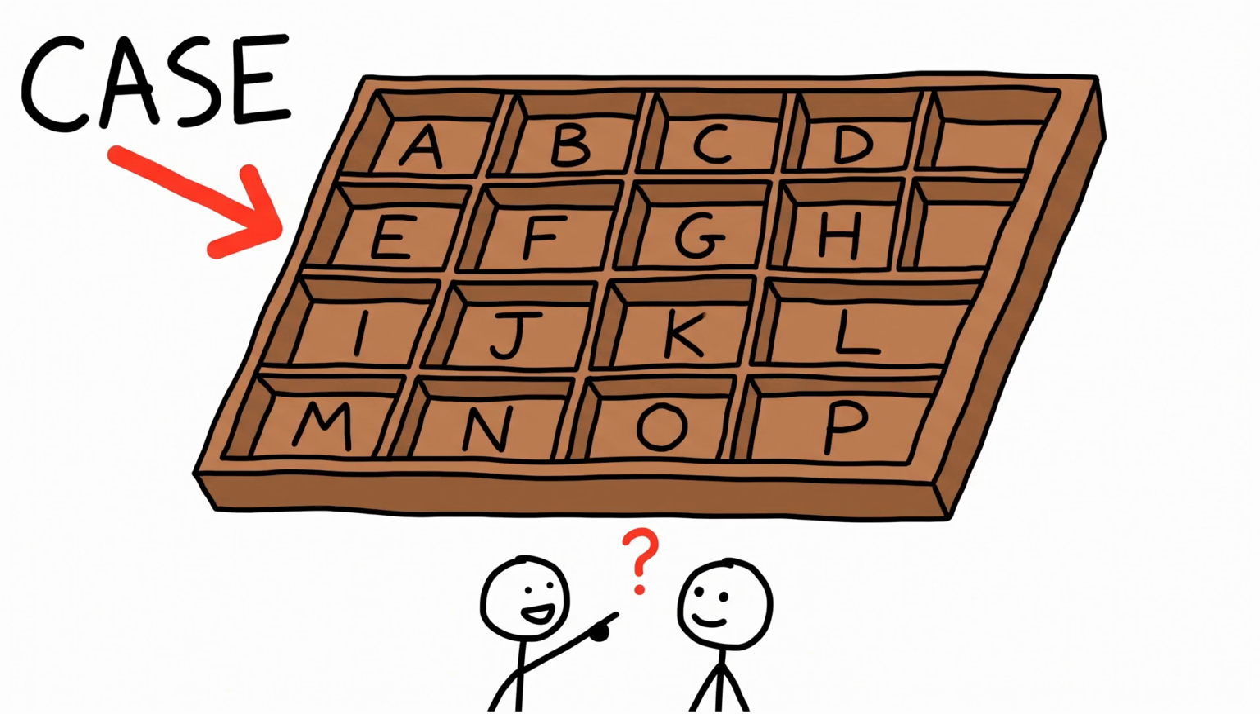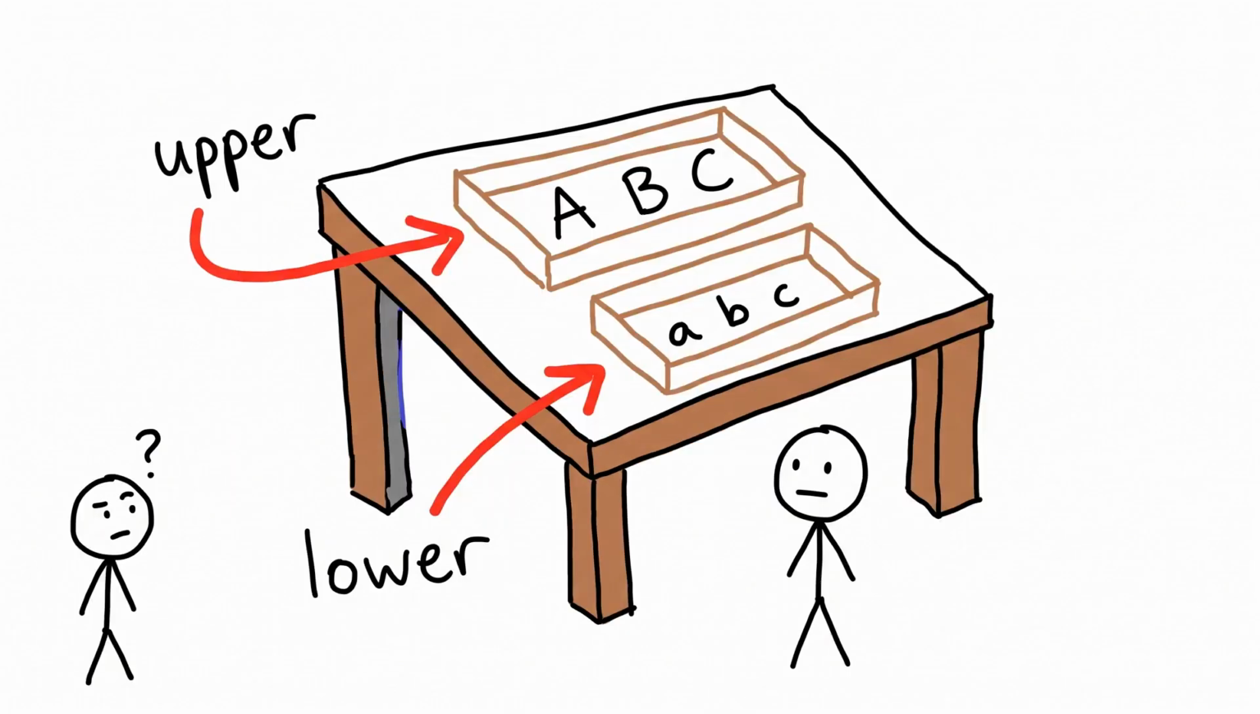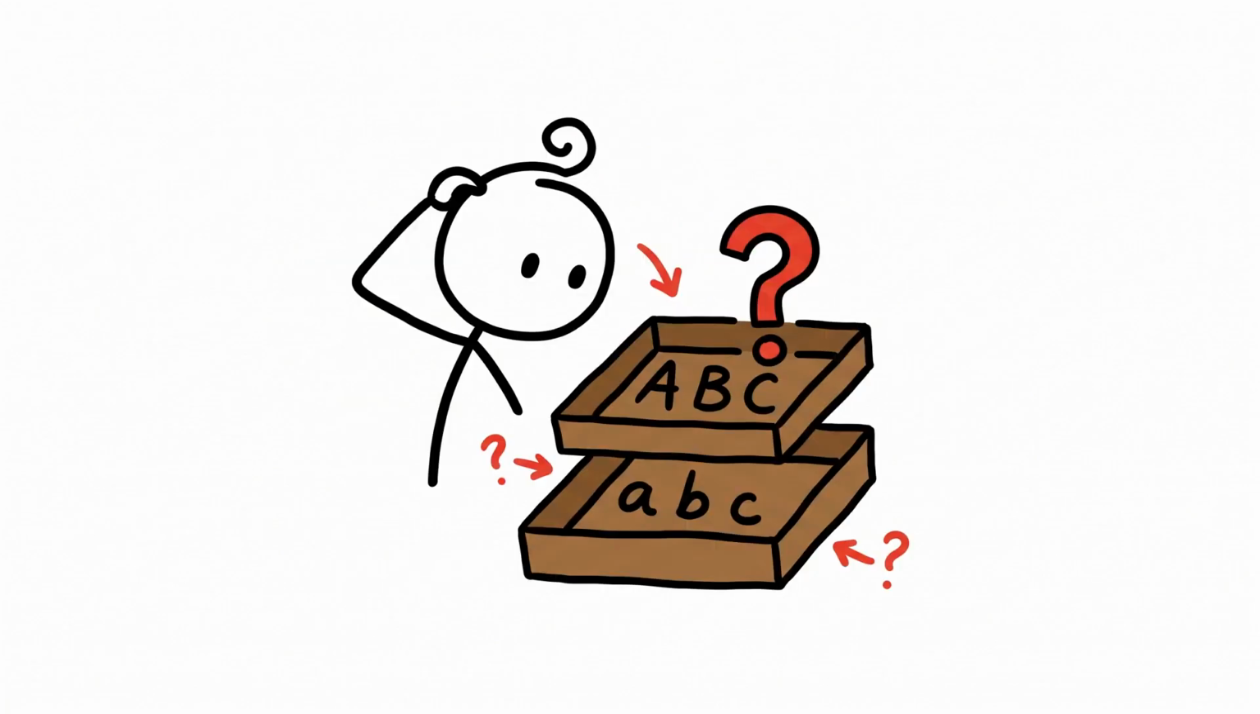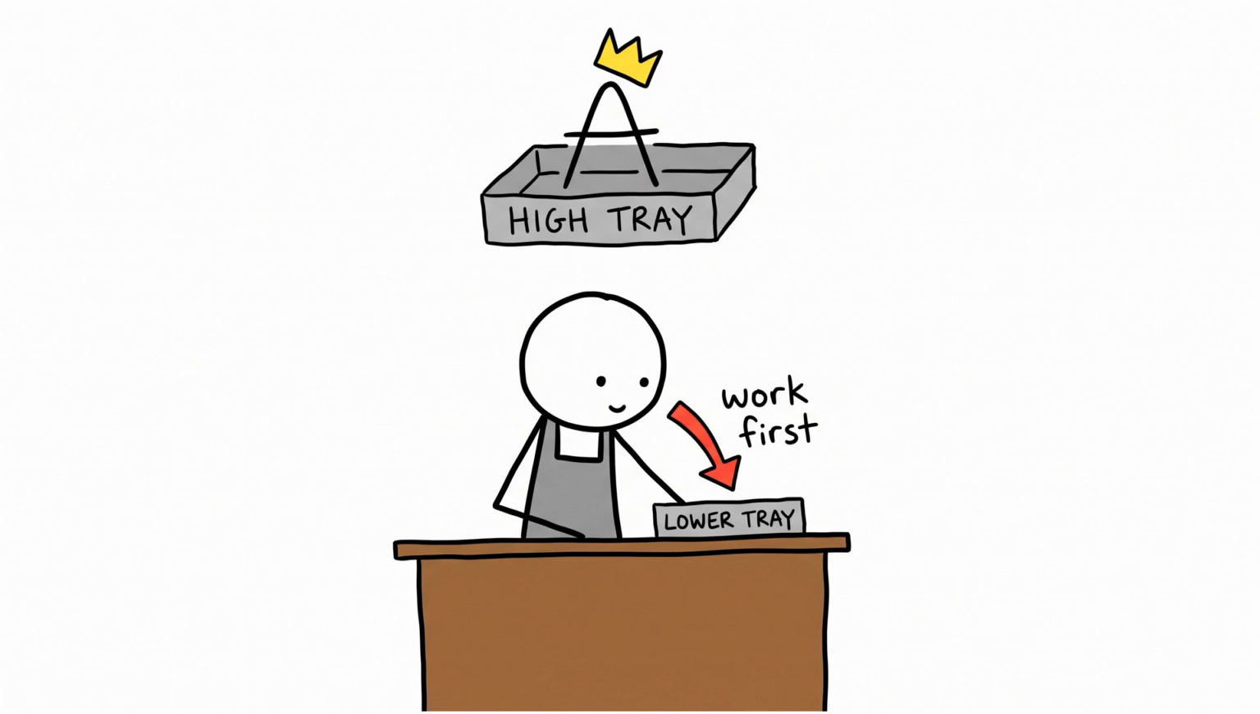Those trays were called cases. Traditionally, the capital letters sat in a case above. The small letters sat in a case below. Uppercase, lowercase. But that raises the better question. Why were the small letters in the lower case? If capitals were the fancy letters, why not keep them closer?